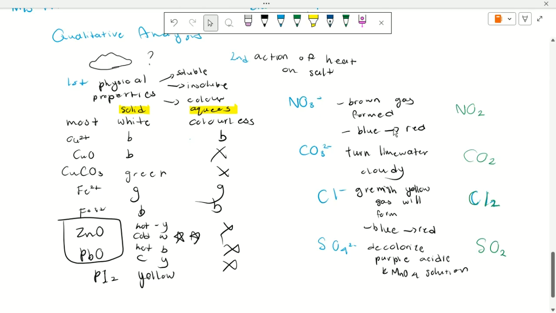Next video, I will discuss the anion and cation gas tests, which is the second step. The third step is the anion and cation gas. Thank you.